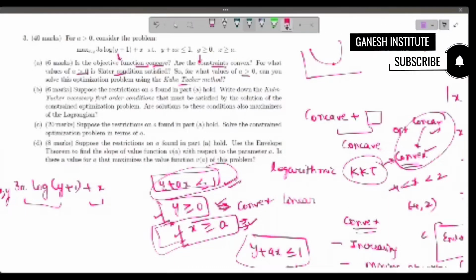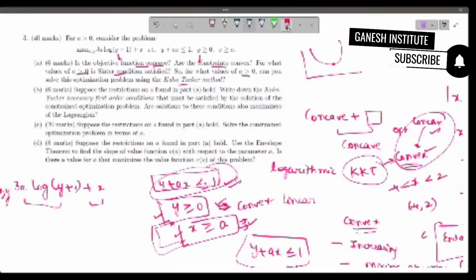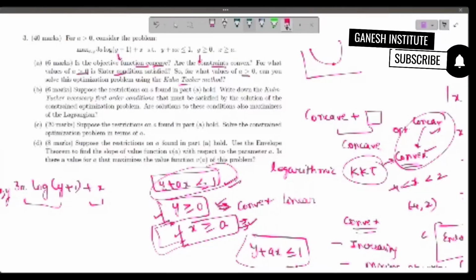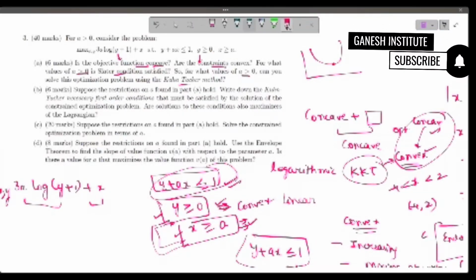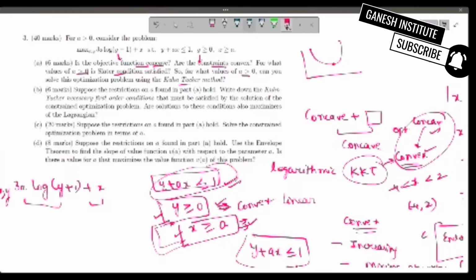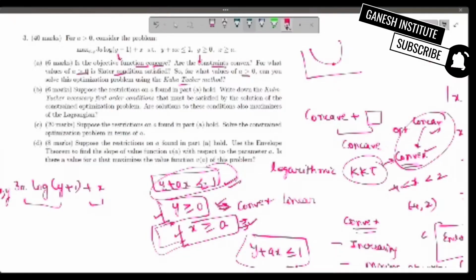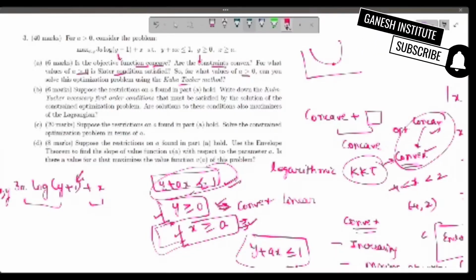And we have two more linear functions that are also constraints that are binding this time. These constraints say that y is greater than or equal to 0 and x is greater than or equal to a. Now, we have found that the objective function is concave. How have we found that? We dissected the objective function. We know that log of y plus 1, a logarithmic function, is a concave function.